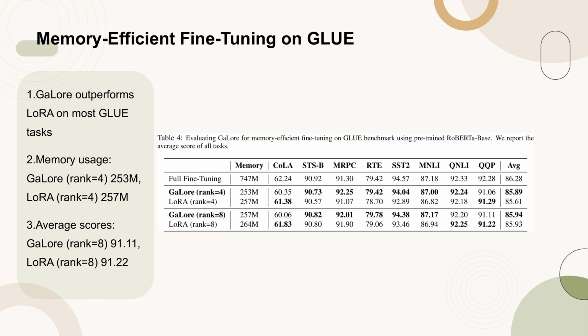Table 4 evaluates GaLore's performance in memory-efficient fine-tuning on the GLUE benchmark using pre-trained RoBERTa-based models. It reports the average scores across all tasks. Key findings include GaLore's superior performance over LoRA on most tasks, with notable memory usage differences such as GaLore, rank equals 4, using 253M memory compared to LoRA, rank equals 4, using 257M. Additionally, the average scores highlight GaLore, rank equals 8, achieving 91.11, slightly below LoRA, rank equals 8, at 91.22.